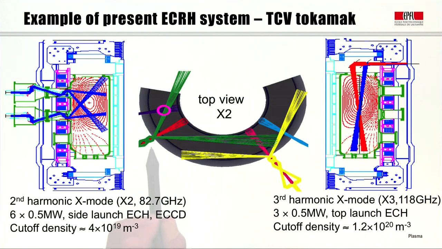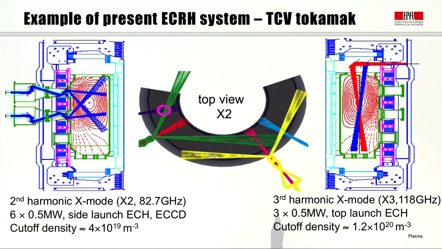If we see the top view of the injection points of the tokamak, we can see that by moving the steering mirror, we can in fact give an angle to the injection of the wave and determine the propagation in one direction or the other, and therefore determine also current drive in one direction or the other. Current drive can be off-axis or on-axis, depending, again, on the choice of the injection geometry.